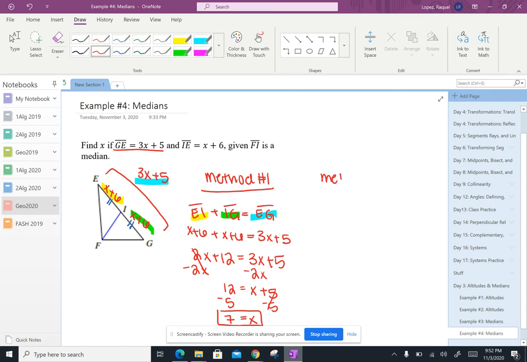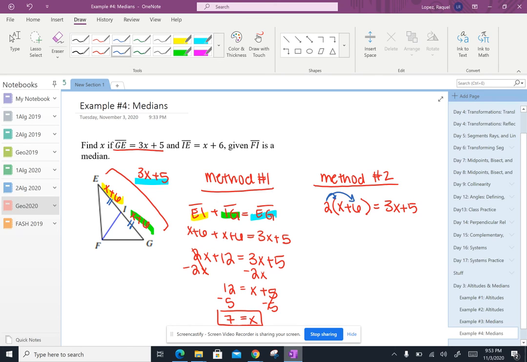Method number two is similar. Because I know that EI is x plus 6, and I know that IG must be the same thing, I'm essentially taking x plus 6, multiplying it by 2 because it's the same thing, and setting it equal to 3x plus 5. And then from there, I can go ahead and solve the same way. As you can see, we're going to end up with the same answer.